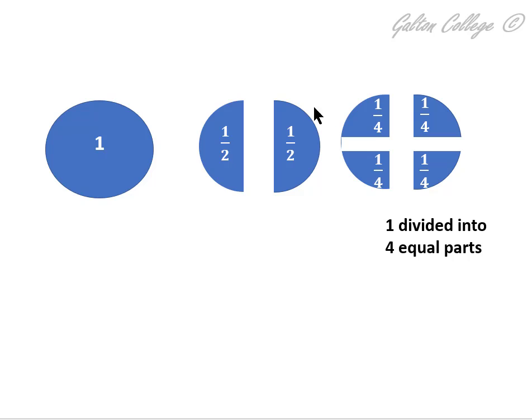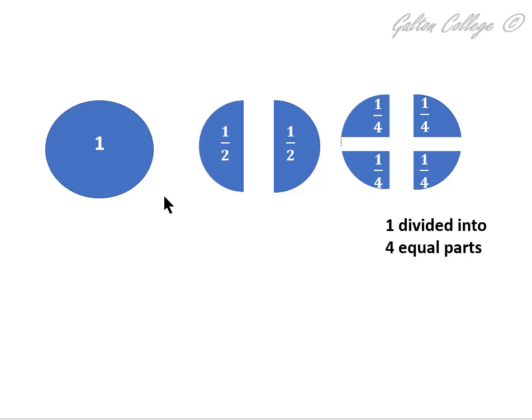We can go further. We can divide this half by 2, in which case we get a quarter and a quarter, a quarter and a quarter. We'd have 4 quarters, which shouldn't surprise us, because if we add 4 quarters together, we've got 1 quarter plus a quarter, which is 2 quarters, plus a quarter, which is 3 quarters, plus a quarter, which is 4 quarters. 4 quarters is just 1.